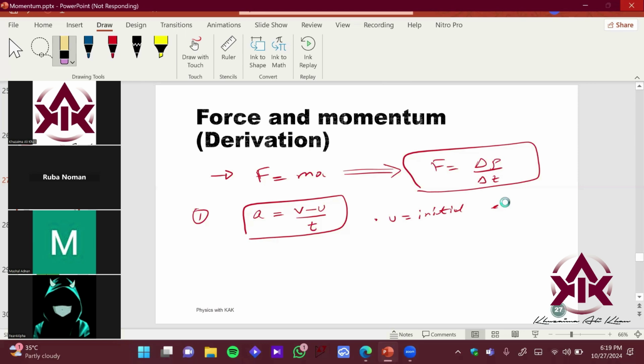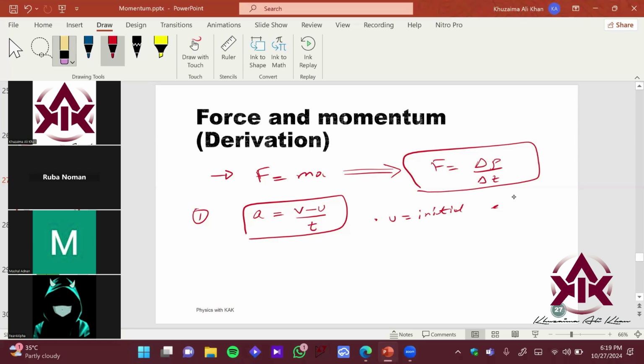If you have any question in the derivation, just stop me there, at whatever step you get lost. So u means initial velocity and v is your final velocity. Make sure you know this derivation, as it comes in your exam. And t we write as delta t, so delta t is your change in time.